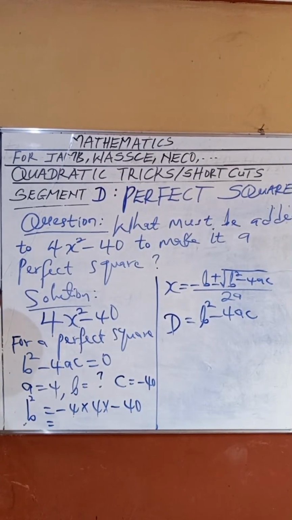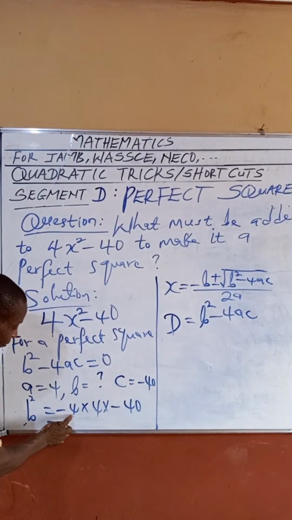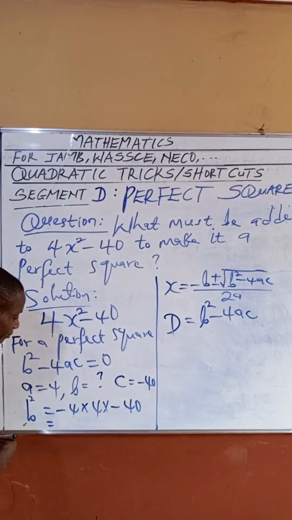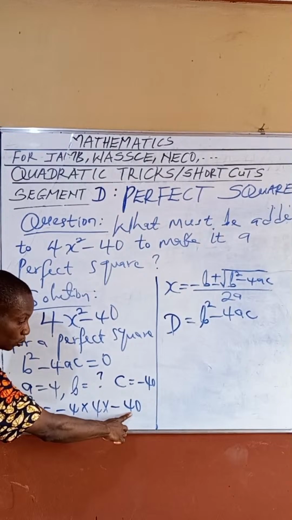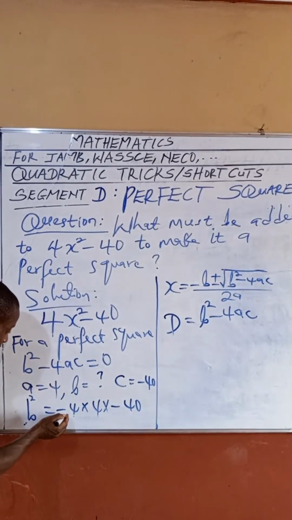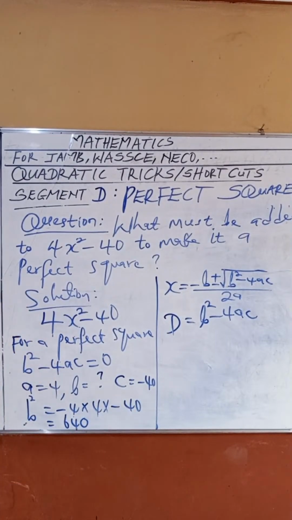Yes, let's proceed. Minus and minus is plus, so it's gone. 4 times 4 is 16. 16 times 40: 16 times 4, because 16 times 2 is 32, so 32 times 2 is 64, and this is 0, right? That's 640. You can see how tricky the question can be.